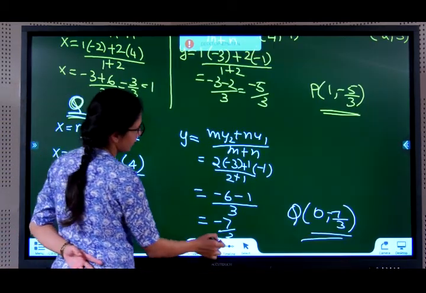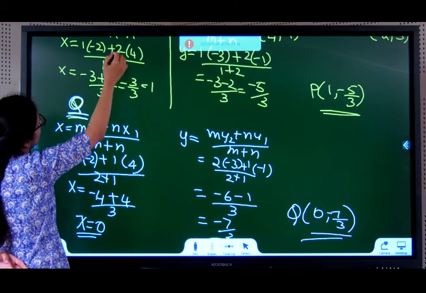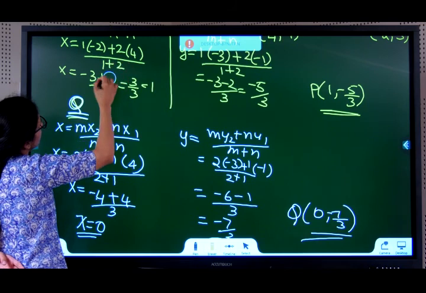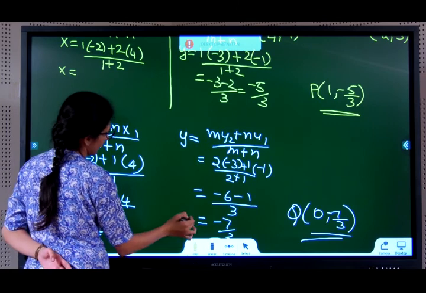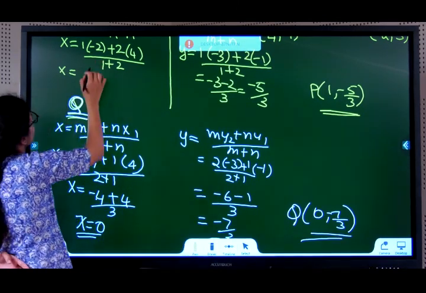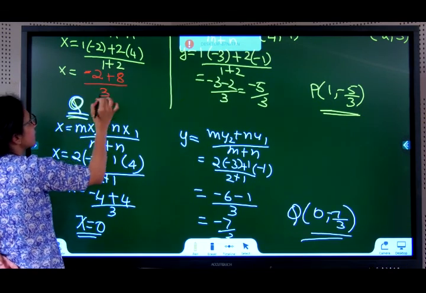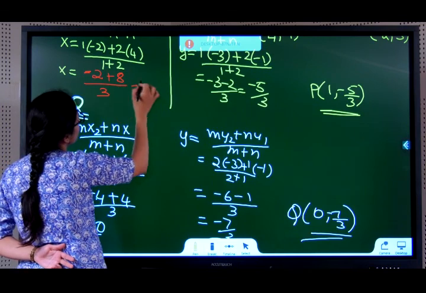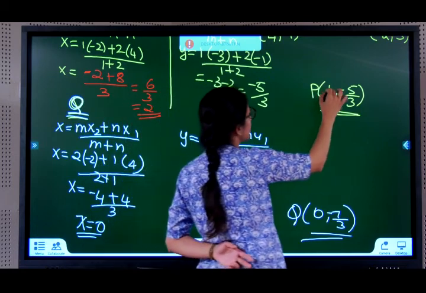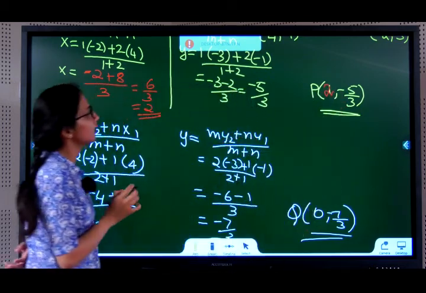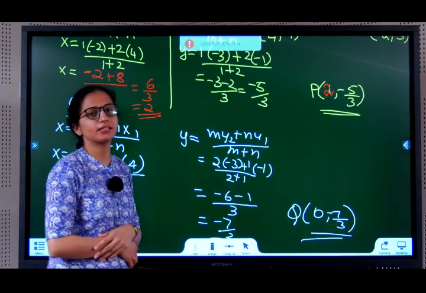There's a small mistake here. This is minus 3 plus 6. Wrong. Why? 2 into 4. Please correct it, change the mistake. 1 into minus 2 is minus 2. 2 into 4 is 8. 8 divided by 3. So minus 2 plus 8 is 6. 6 by 3 is 2. So this coordinate is 2 comma minus 5 by 3. Yeah, now this is the right answer. The points of trisection are 2 comma minus 5 by 3 and 0 comma minus 7 by 3.